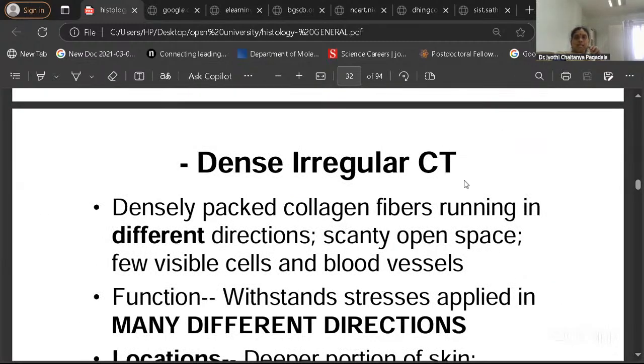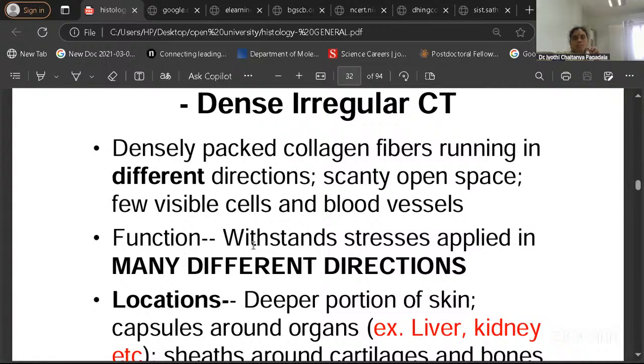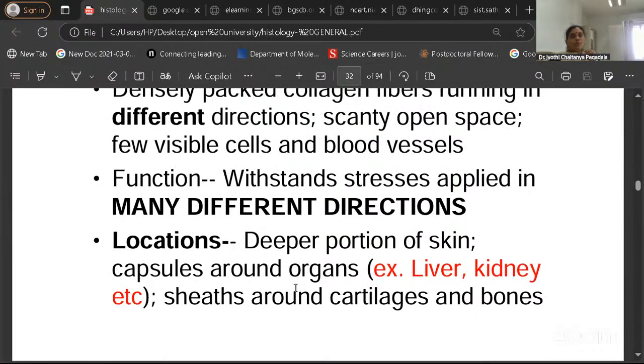In dense irregular connective tissue, densely packed collagen fibers are running in different directions, with scanty open space, few visible cells and blood vessels. What is the function of this dense irregular connective tissue? It withstands stresses applied in many different directions. The locations are the deeper portion of the skin, capsules around the organs, liver, kidney, and sheaths around the cartilages and bone.